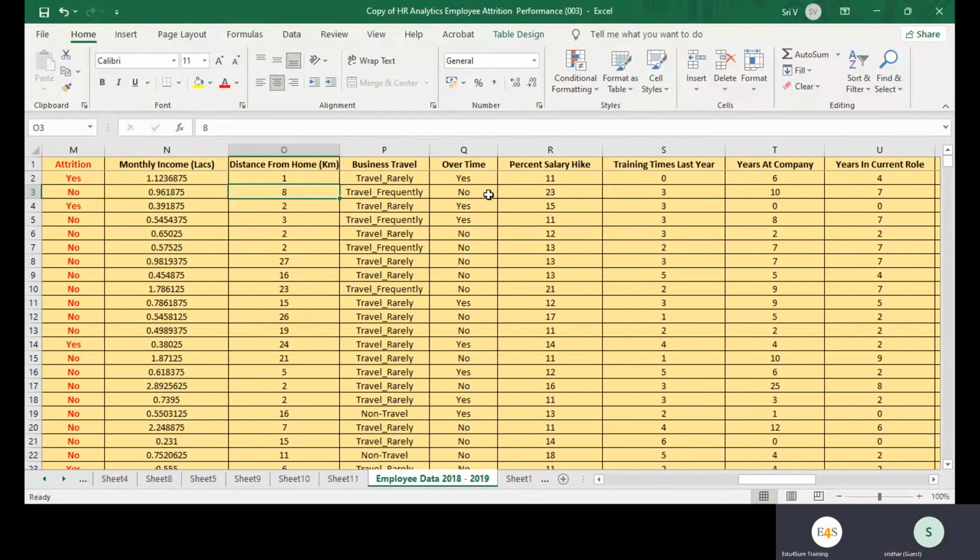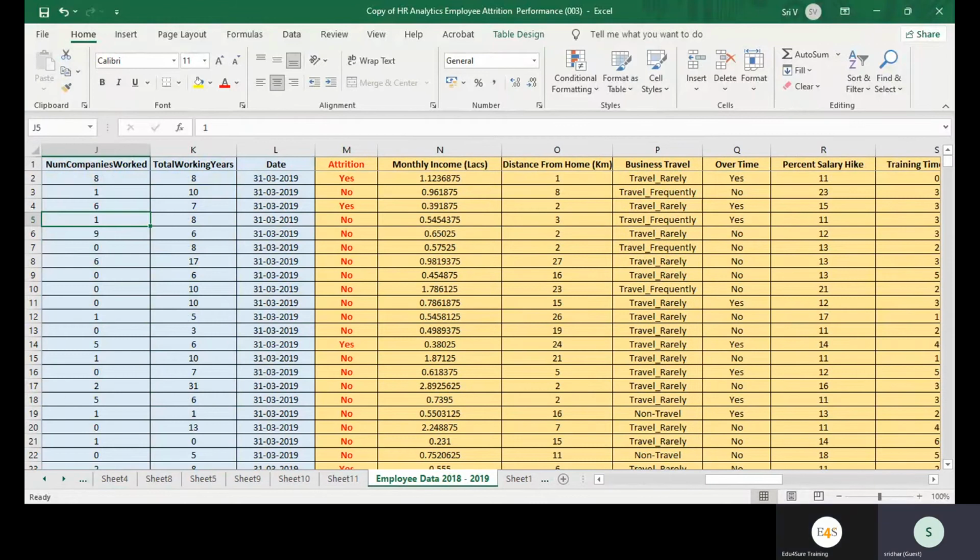Yes, it's a distance in kilometers. 1 kilometer, 8 kilometers, 2 kilometers, 3 kilometers, right. So distance isn't defined in kilometers, right? Right. So why am I not getting kilometers here?